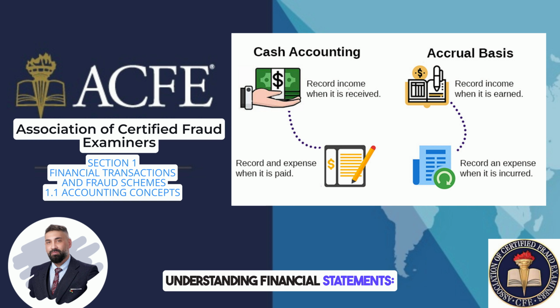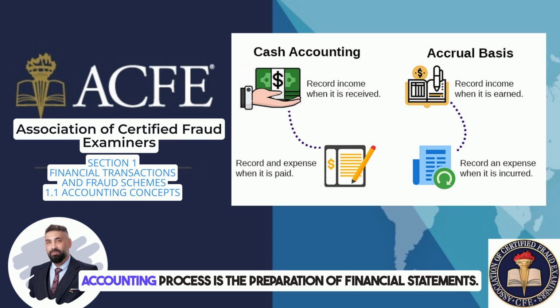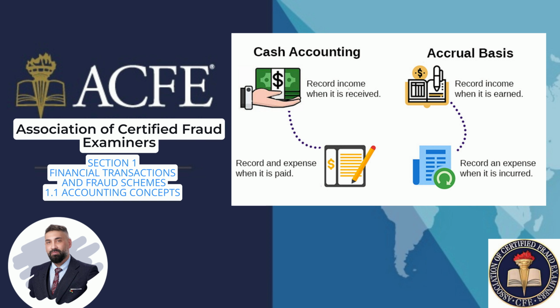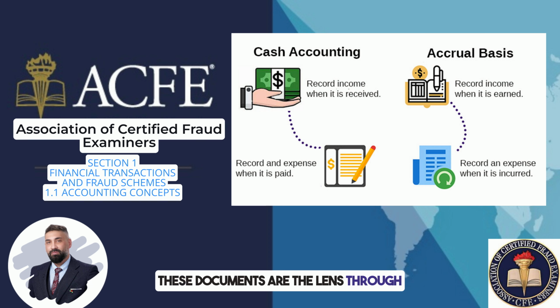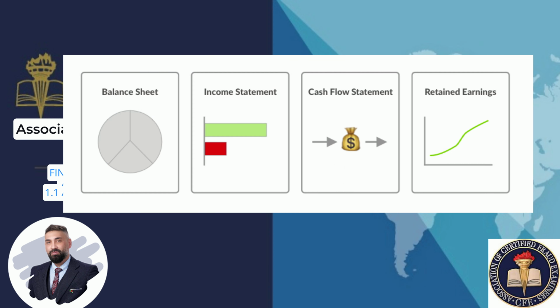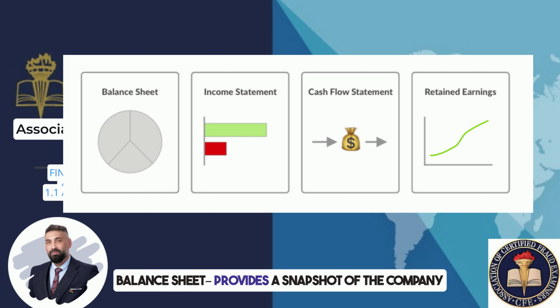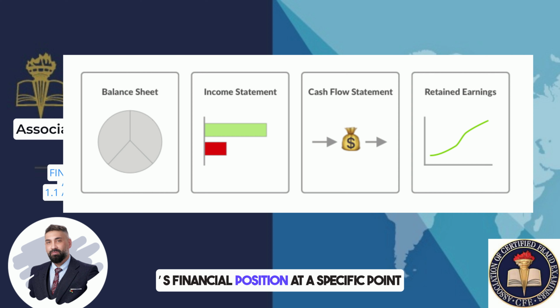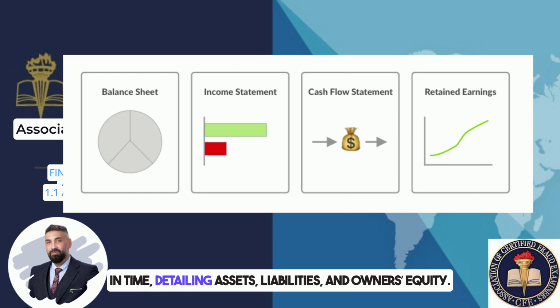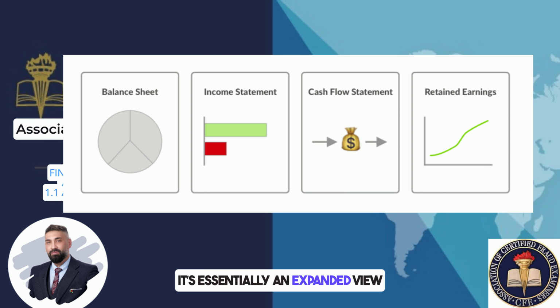Understanding financial statements, the Big Four reports. The culmination of the accounting process is the preparation of financial statements. These documents are the lens through which we view a company's performance. There are four main types. 1. Balance sheet provides a snapshot of the company's financial position at a specific point in time, detailing assets, liabilities, and owner's equity. It's essentially an expanded view of the accounting equation.